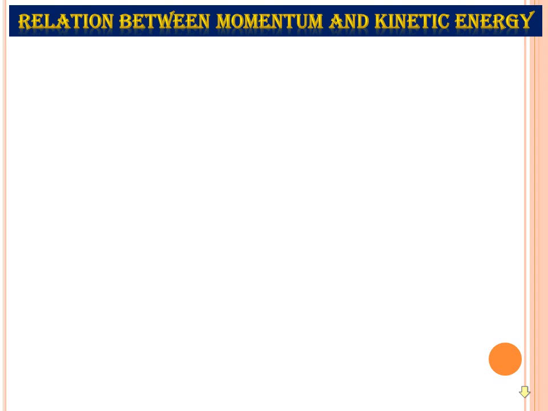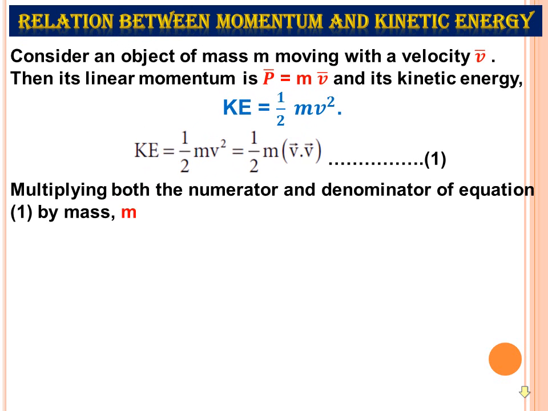Now let's see the relation between momentum and kinetic energy. Consider an object of mass m moving with the velocity vector v, then its linear momentum is p = mv, which you know already, and its kinetic energy KE is equal to 1/2 mv². That is, KE = 1/2 m v vector · v vector, since we write v² as v vector dot v vector. Let us term this equation as the first equation.